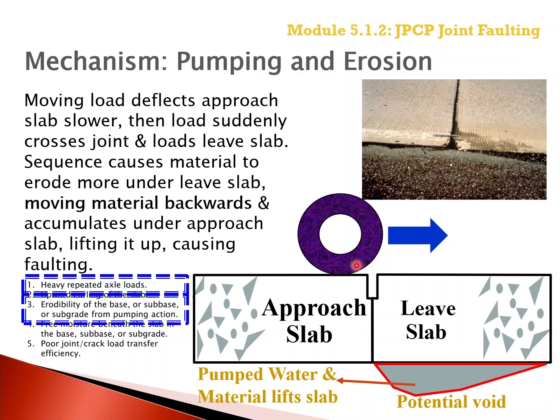The axle load crosses the joint and suddenly loads the leave slab side of the transverse joint. This sudden action causes the material, fines and water, under the leave slab to erode and move backwards from under the leave slab to the approach slab. The material accumulates under the approach slab, lifting it up and causing faulting.